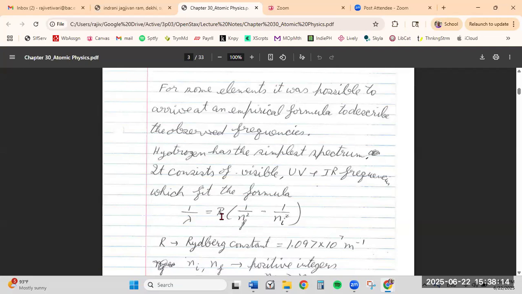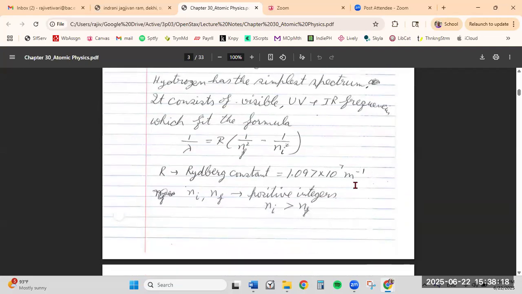R is the Rydberg constant, which has a value of 1.097 times 10 raised to 7 per meter. NF and NI are two integers. They're positive integers, and the value of NI is always greater than the value of NF.